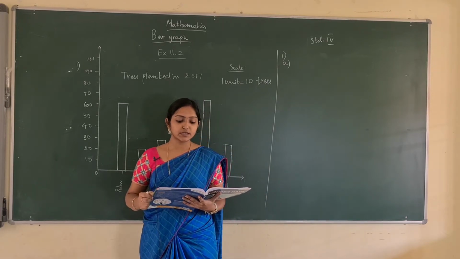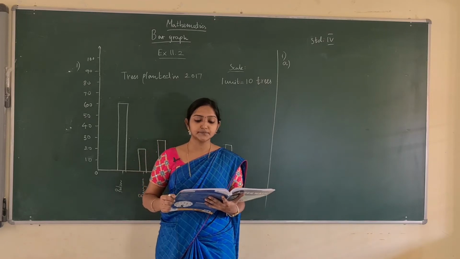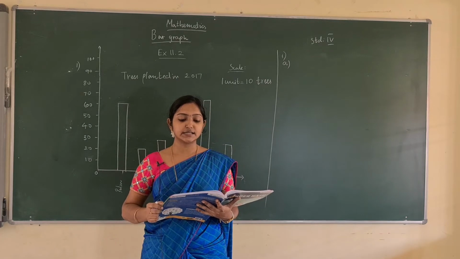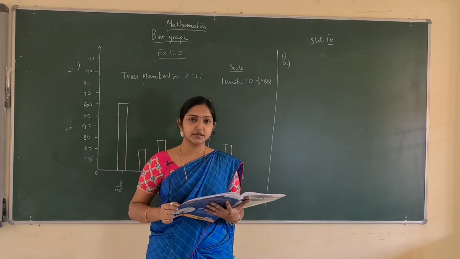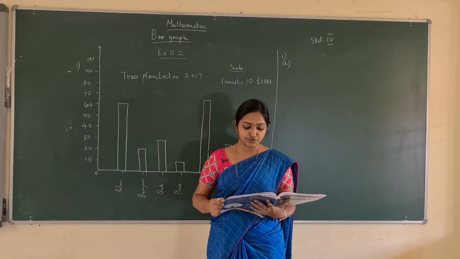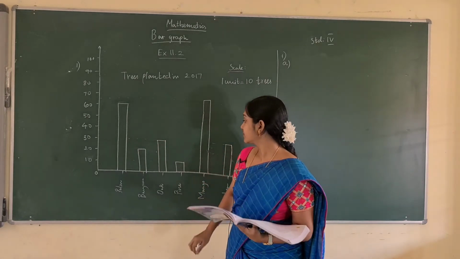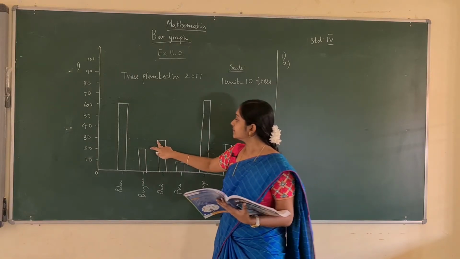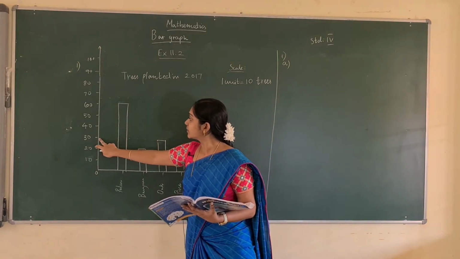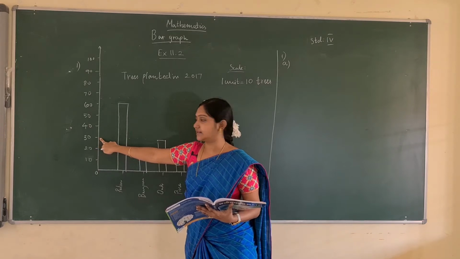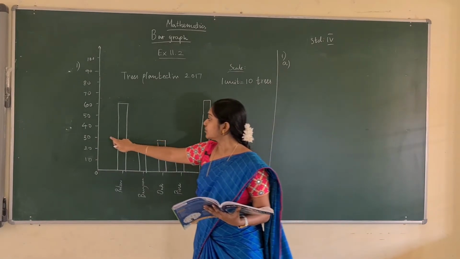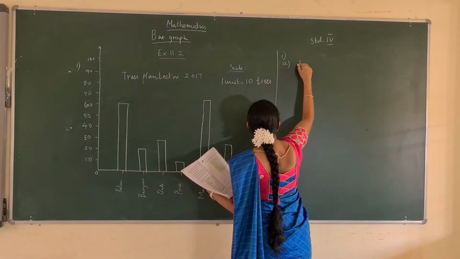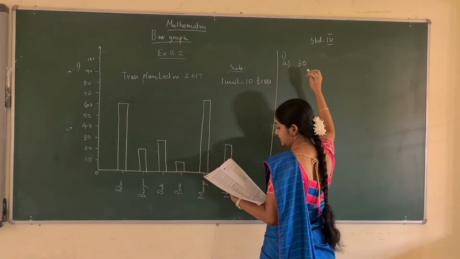The first problem is the following: the bar graph shows the number of trees planted in a city in the year 2017. Study the graph and answer the questions. The first question is, how many oak trees were planted? So find the number here. 30 oak trees were planted. Find the number on the y-axis. It is 30. So for the first one, A, the answer is 30.